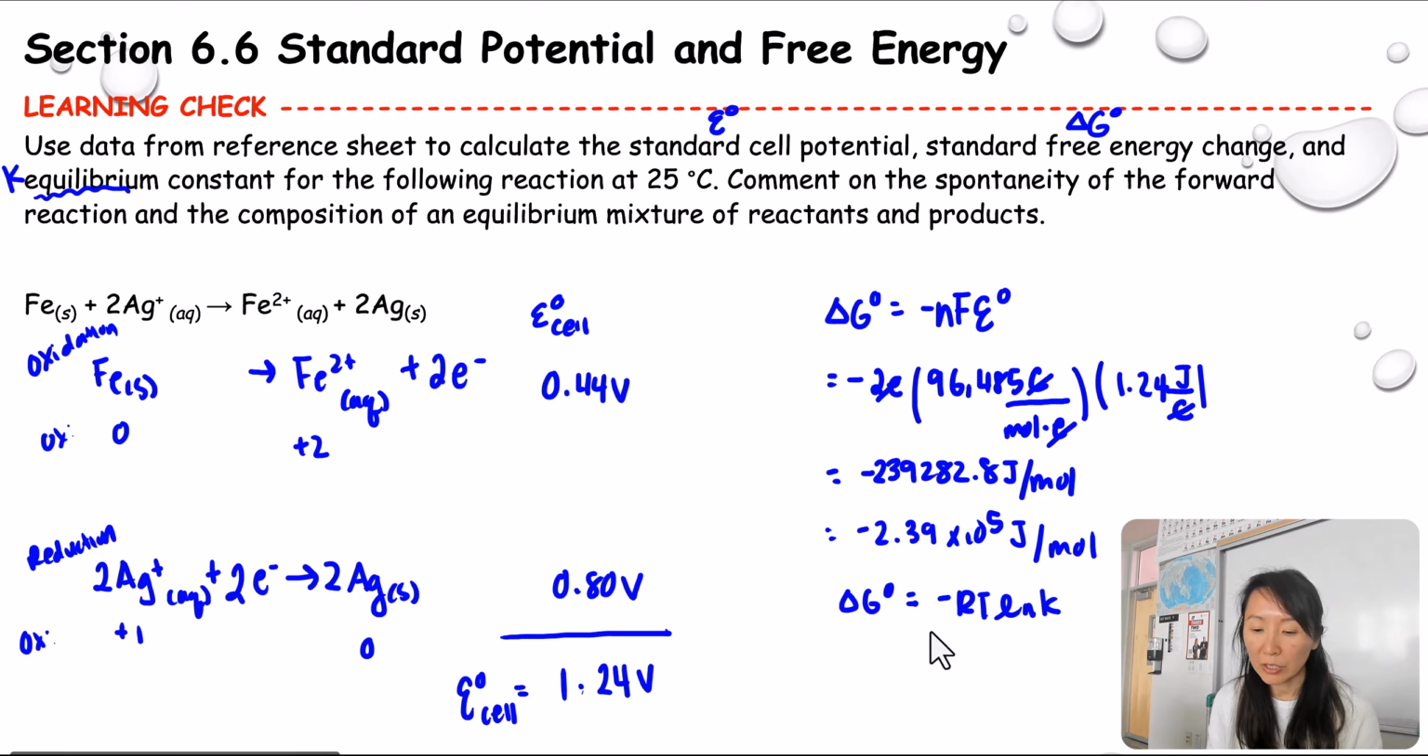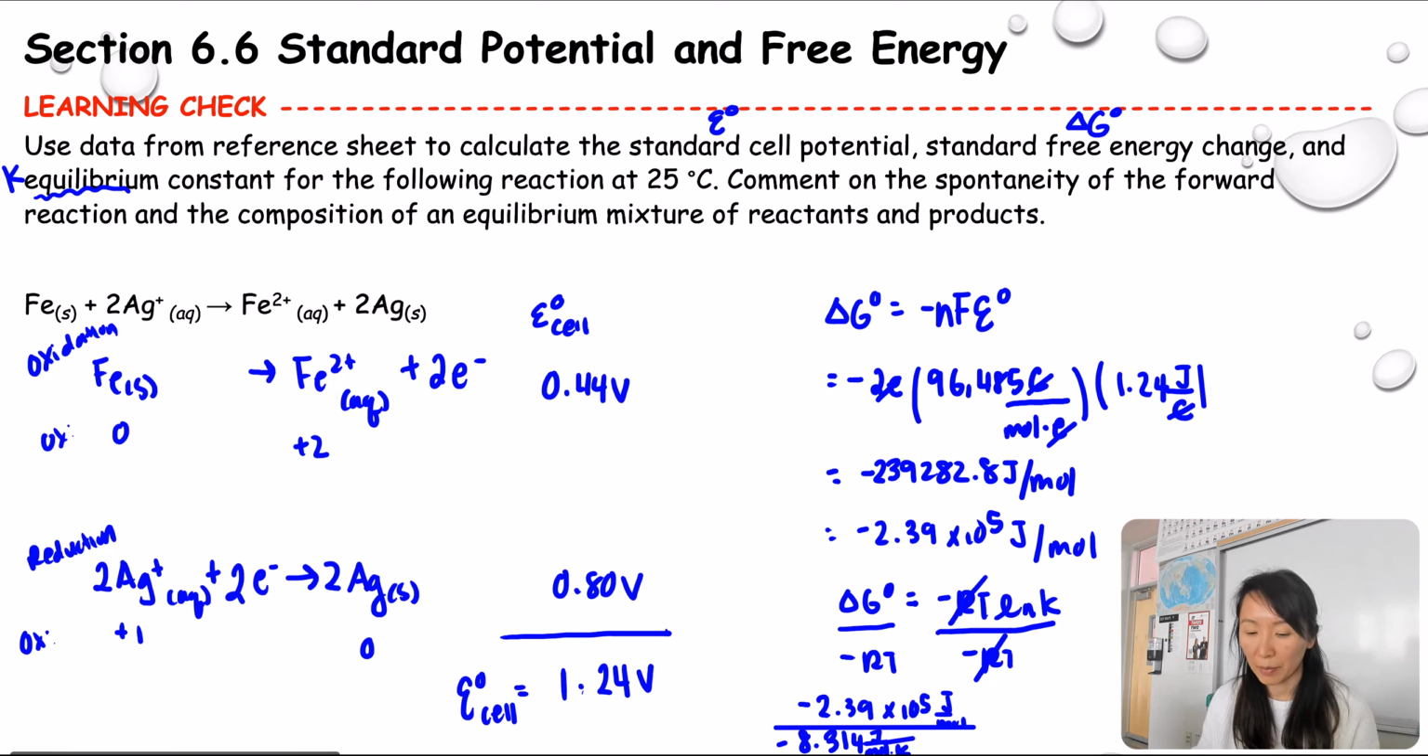So what I'm going to do is actually divide both sides by negative RT, so that you would just get ln of K is equal to all of this. So if I were to plug in the value, -2.39 times 10 to the 5th power, that's joules per mole, all over R, which would be, oh, I should put negative 8.314 joules per mole per K.